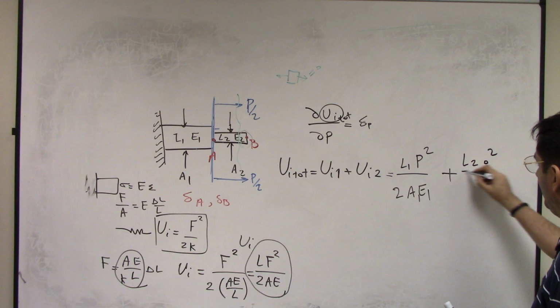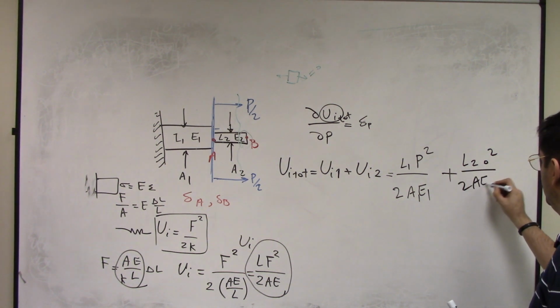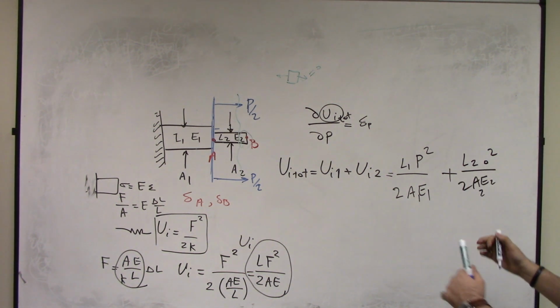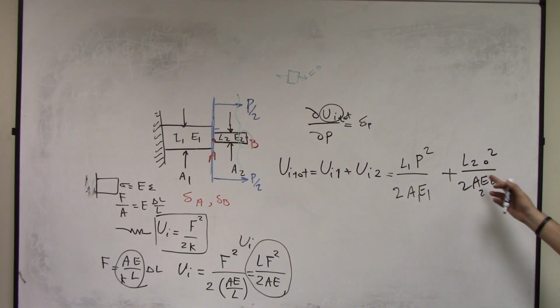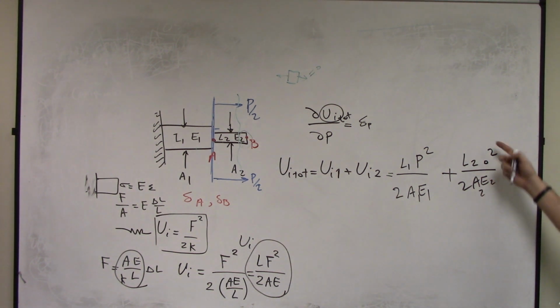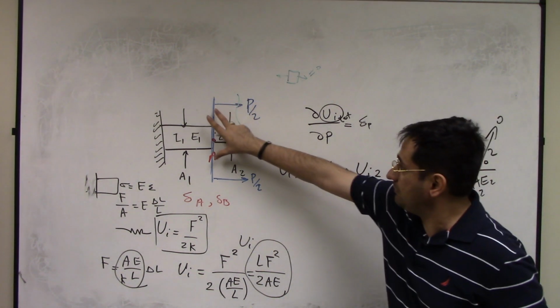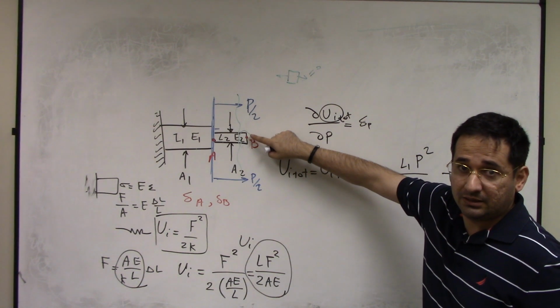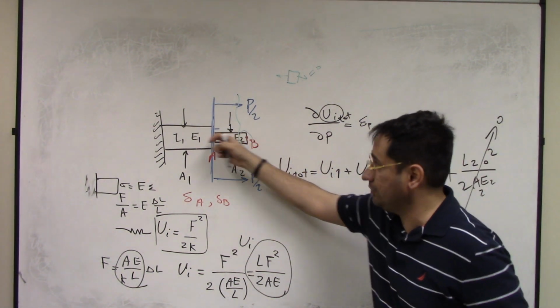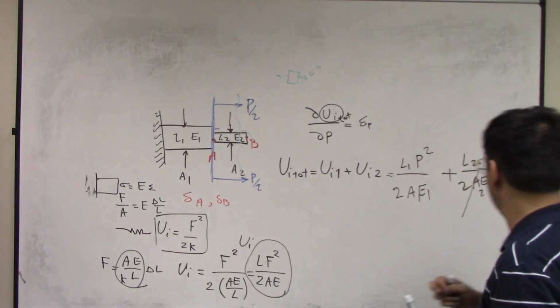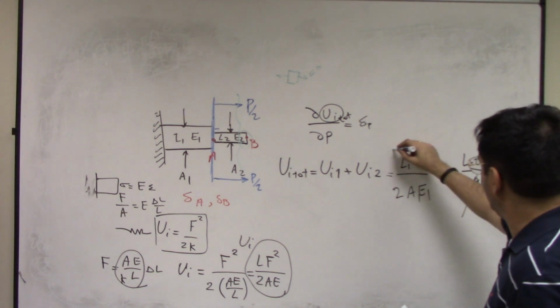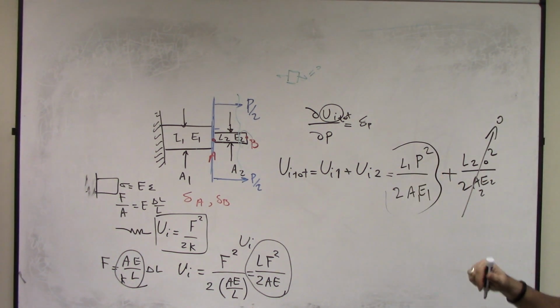squared over 2A2 E2. The reason that I wrote it is because I want you guys to learn it, because this is just 0. You can just ignore it, right? But there is something here, it's just 0. Now if this P was acting at the tip, there would be a P in both 2 and 1. Okay? So the entire total energy is this.